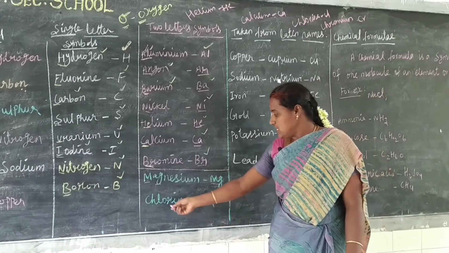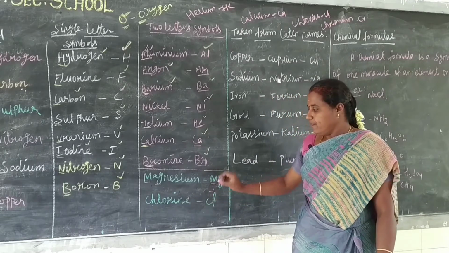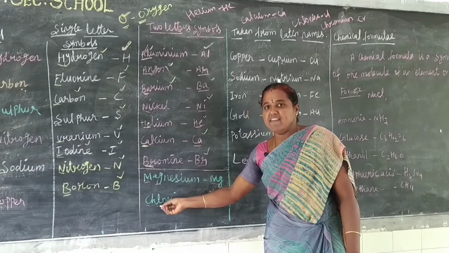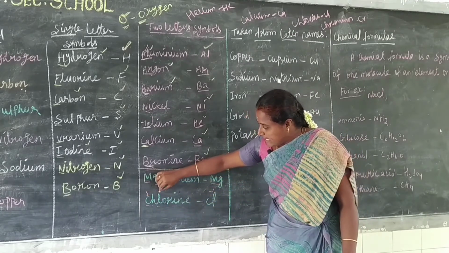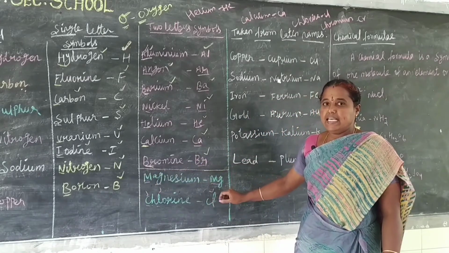Okay, next one is chlorine. The symbol for chlorine is Cl, which is the first and third letter of the word chlorine. First letter is C, third letter is L. So the symbol for chlorine is Cl.